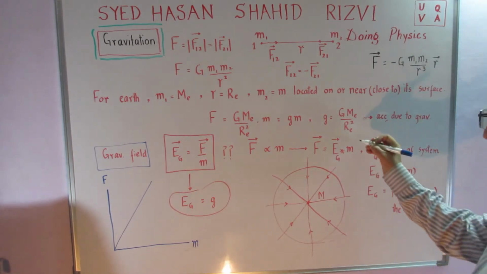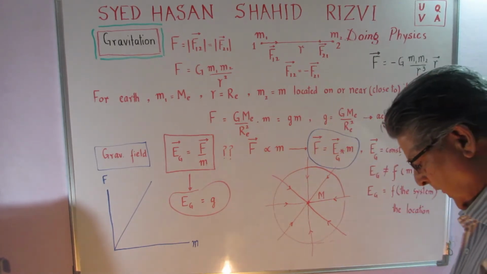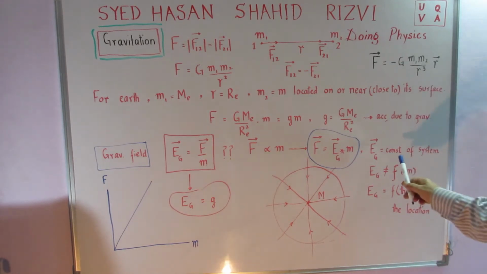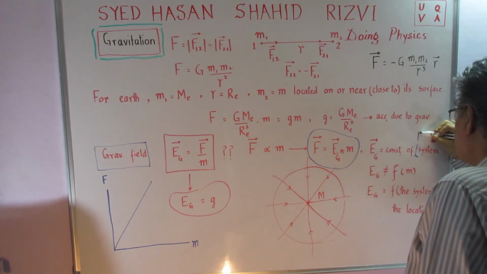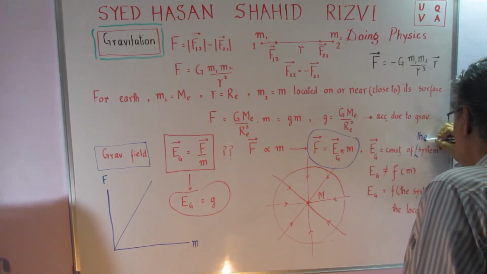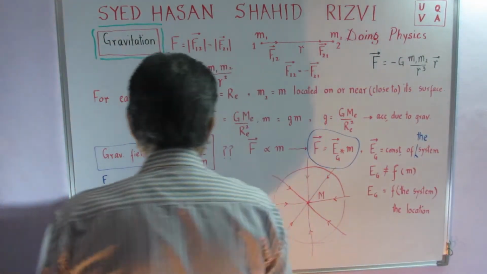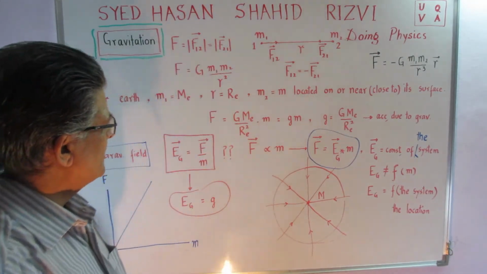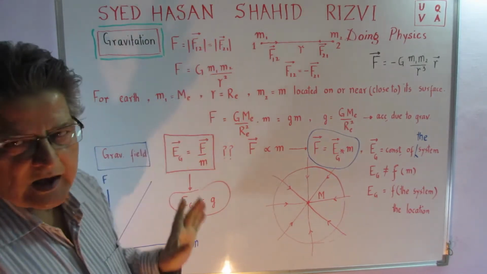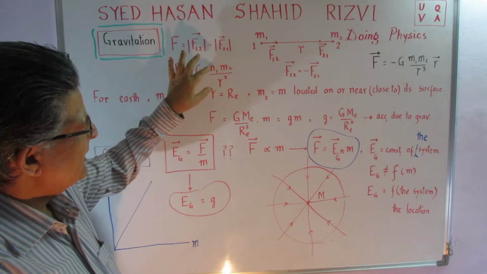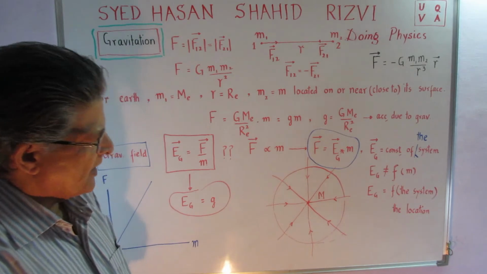So F is equal to Eg into M. Here Eg is the constant of the system. I am sorry, I insist that it is the constant of the system. What is the system? The system is a mass. For example, in the Earth system it is Me, in the other system it is M1, whatever mass you want to take, and this is a test mass, kind of a test mass.